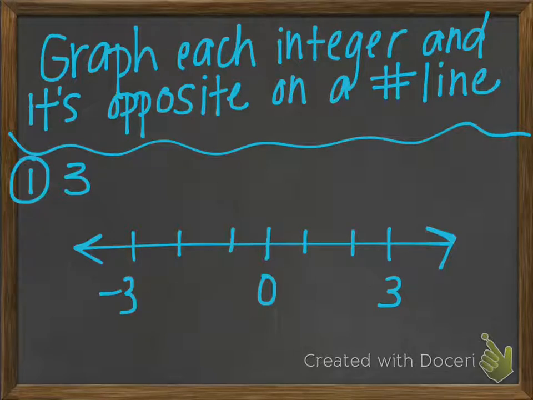Okay, so if you have an example and it says graph each integer and its opposite on a number line, this is what you do. For instance, example 1 is 3. To graph an integer on a number line, all I do is put a point at the intersection. In order to graph the opposite of negative 3, all I need to do is put a dot, a point at the intersection of these two lines.